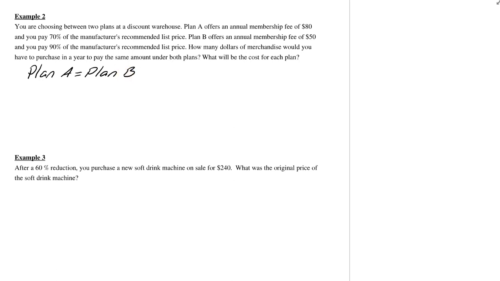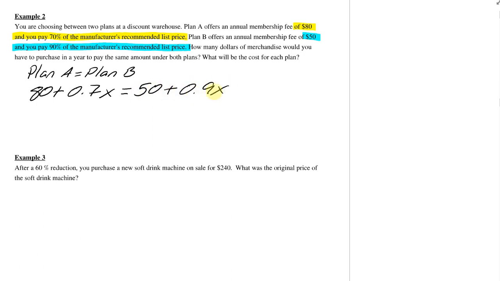So for plan A, it says that it's an annual membership fee of $80 and then it's 70% of the manufacturer's recommended list price. So remember that the word "of" generally means that we want to use multiplication. So it's $80 plus 0.7x, whatever the list price is. We don't know what the list price is. And then for plan B, it says a membership fee of $50 and then 90% of the recommended list price. So this would be the other side, and this would be 50 plus 0.9x.